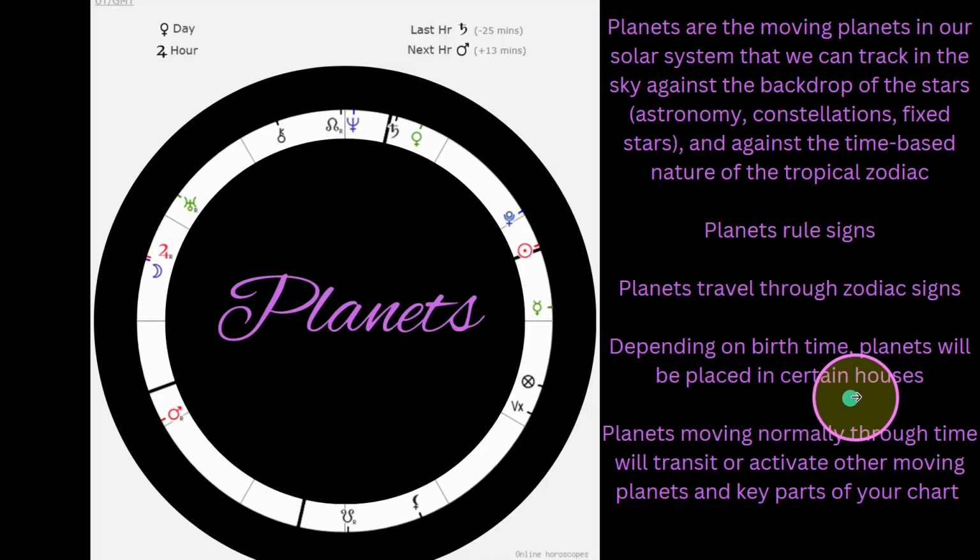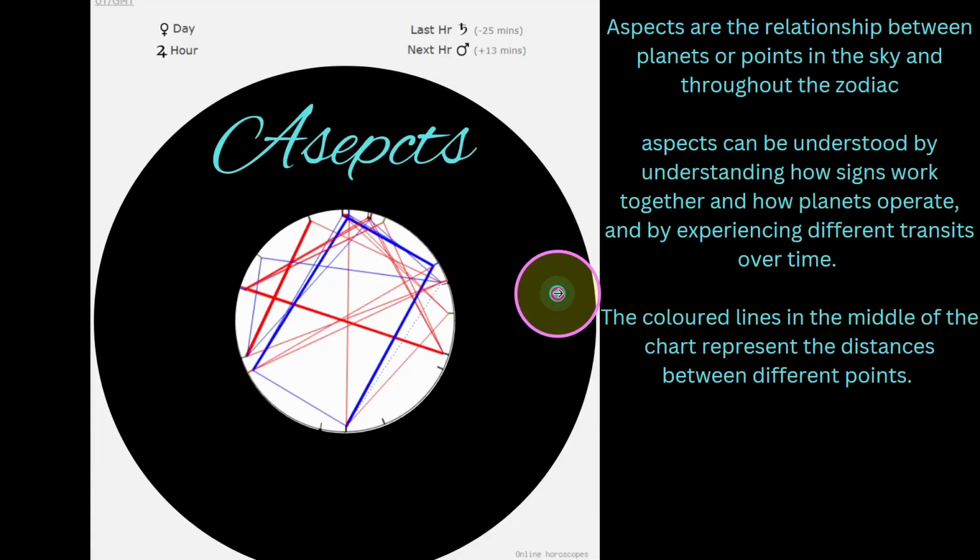Planets moving normally through time will transit or activate other moving planets and key parts of your chart, which brings us to aspects. Aspects are the relationship between planets and points throughout the zodiac. I believe they can be best understood by understanding how signs work together and how the planets operate, and by experiencing different transits over time.